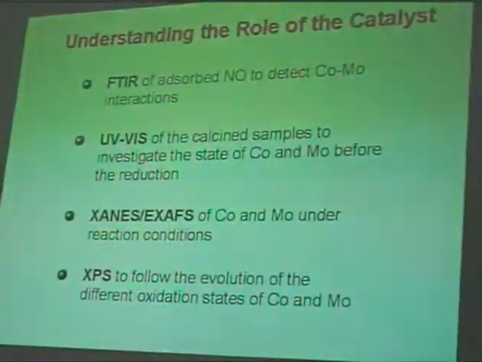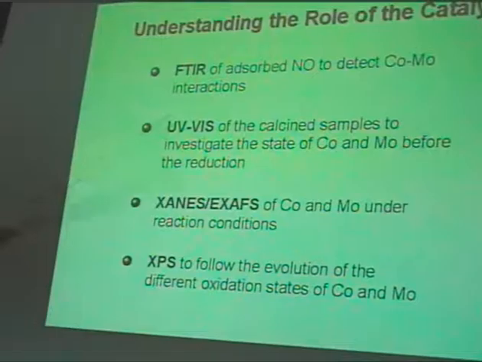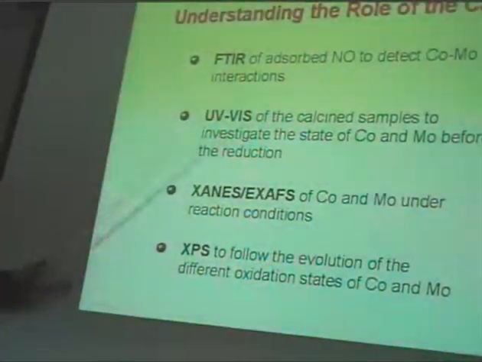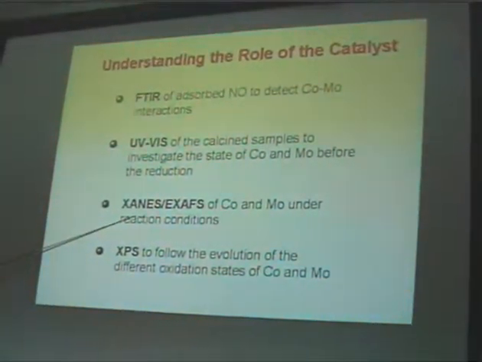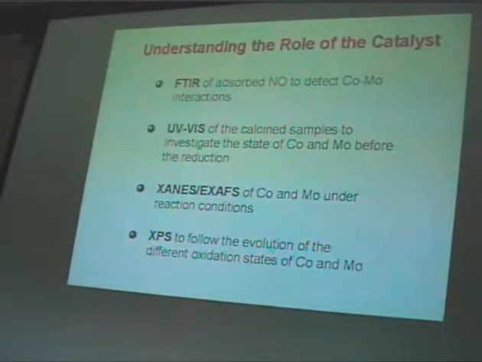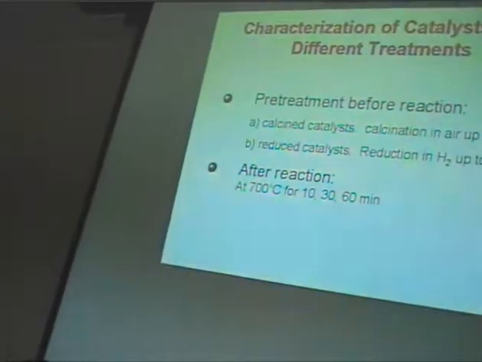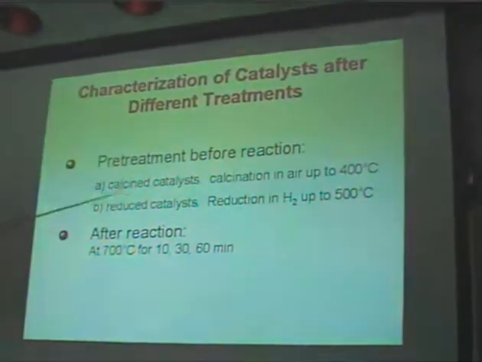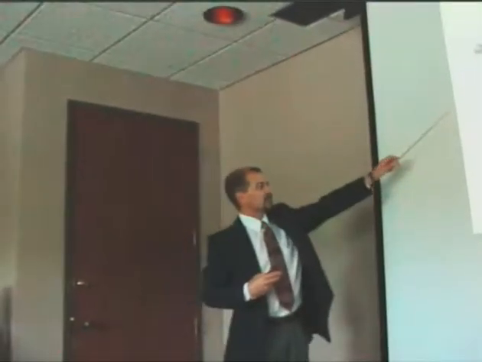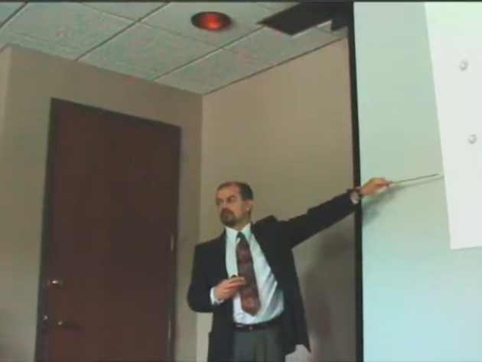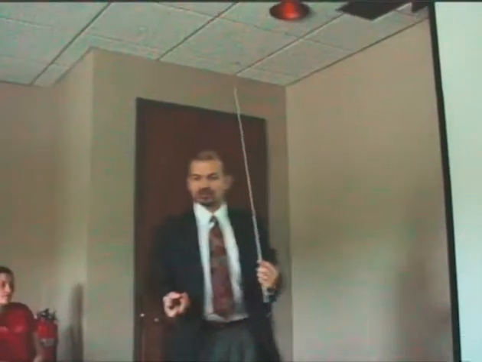Why is this happening? For that we have a big effort on characterization of both cobalt and moly by FTIR, UV visible spectroscopy, X-ray absorption, XAFS, and XPS. With this we've been trying to understand how the catalyst is before the reaction, that is in the calcined step, right after the reduction step. As I said before, if you do not reduce this catalyst, it's not selective. So that pre-reduction step is extremely important. And what happens during reaction? How are cobalt and moly modified during reaction?